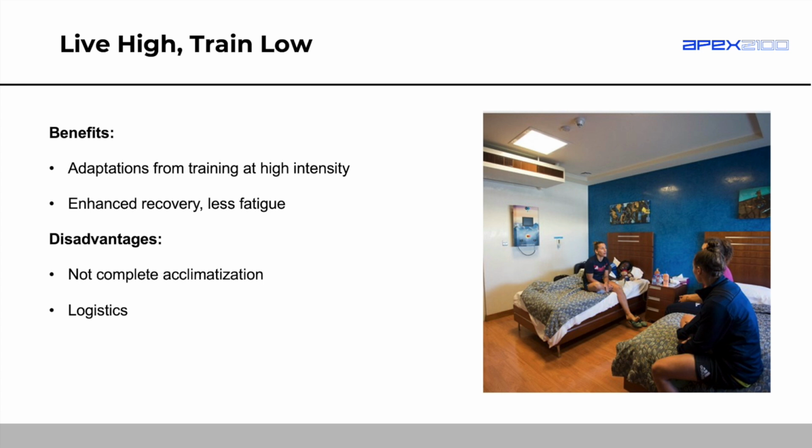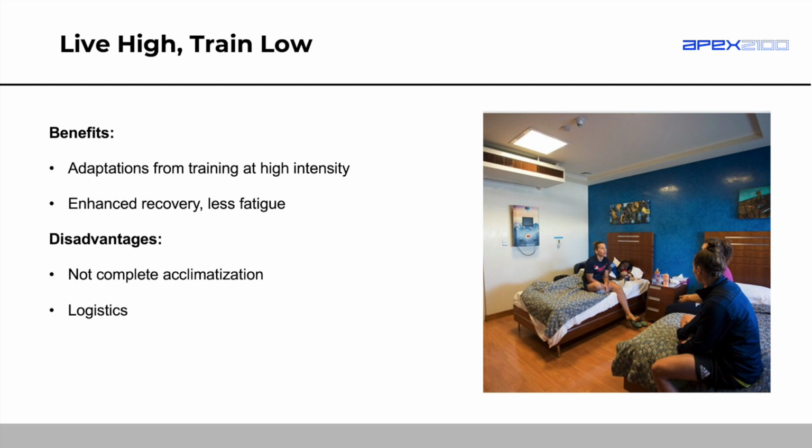The other disadvantage is logistics. It's very hard to find somewhere where you can live in the mountain and train back at sea level. It's logistically challenging.